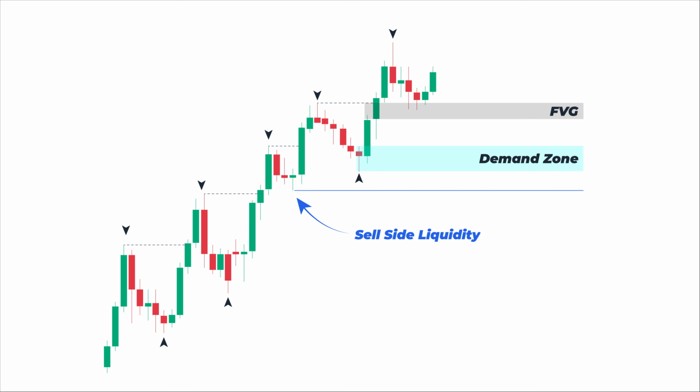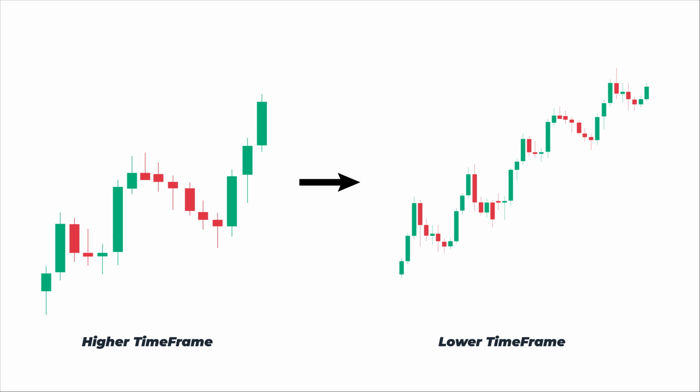Its purpose is to show the overall market direction and identify major support and resistance levels that could influence your trade. The strongest setups happen when these time frames work together. If the higher time frame is bullish and your main time frame is also bullish, you're trading with the dominant market direction instead of fighting it.